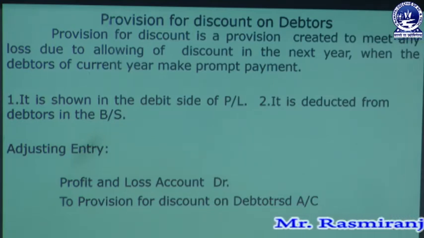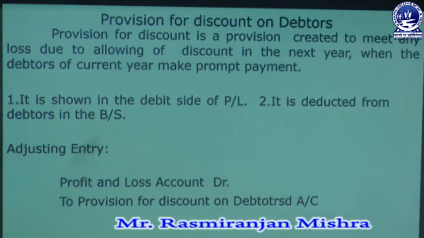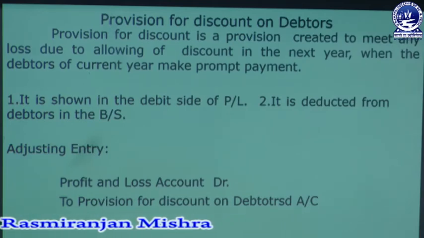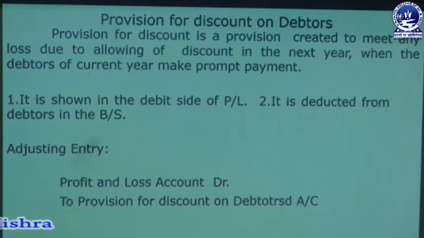So how will that be treated at the time of preparing the profit and loss account? First, it is shown on the debit side of the profit and loss account. As discount is allowed to the debtors, this is one type of loss for the organization, and being a loss, it must be shown on the debit side of the profit and loss account. The second one is that it is deducted from the debtors in the balance sheet. The amount of provision for discount on debtors which is calculated, the same amount should be deducted on the asset side of the balance sheet from the sundry debtors.